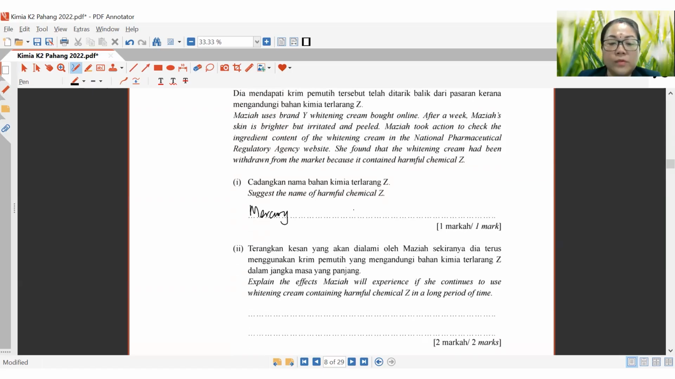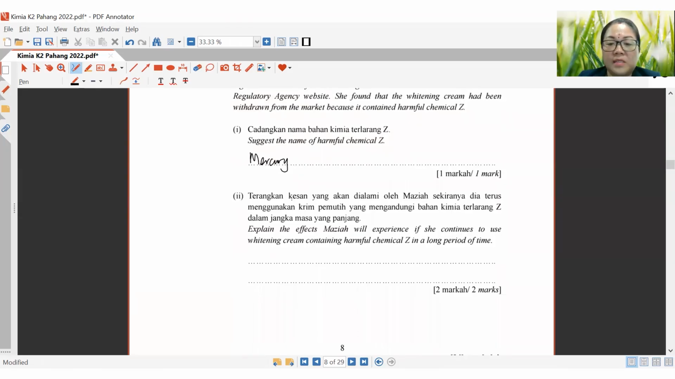All right. 2. Explain the effects Mazia will experience if she continues to use whitening cream containing harmful chemical Z for a long period of time. So 1, it will definitely damage the kidney. All right. Mercury is a very poisonous substance, okay? So first, it will attack your kidney. It will damage the kidney or nervous system. That's 4.1.